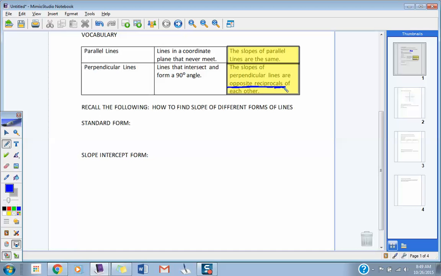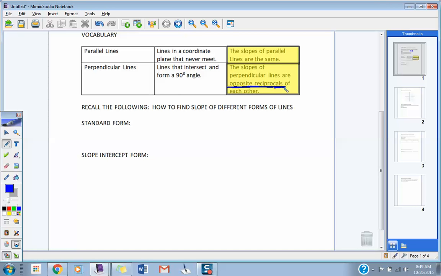I have a fraction of 2/3. What's the fraction of 2/3 reciprocated? What's a reciprocal of 2/3? 3/2, switch it around. And then if it was positive to begin with, you turn it to a negative.